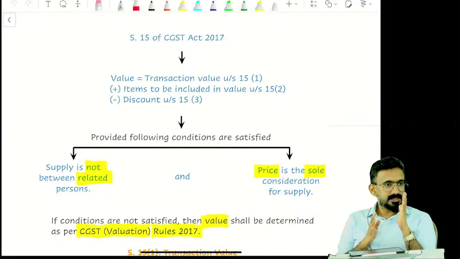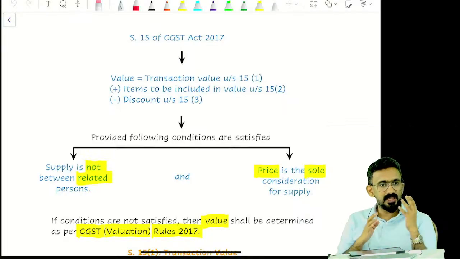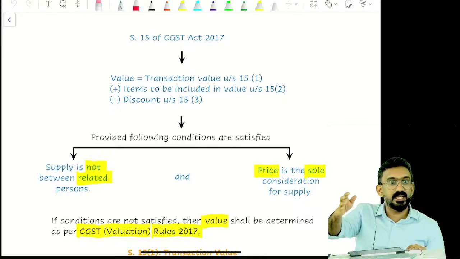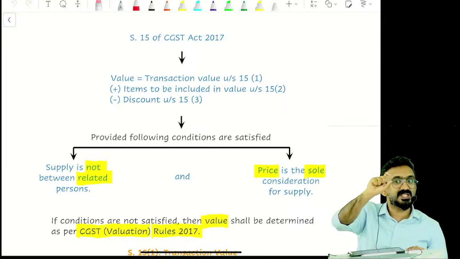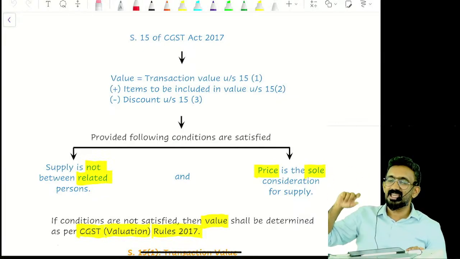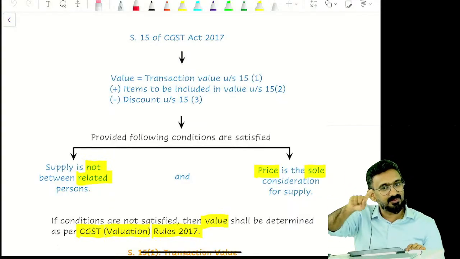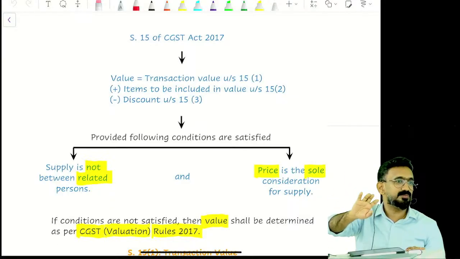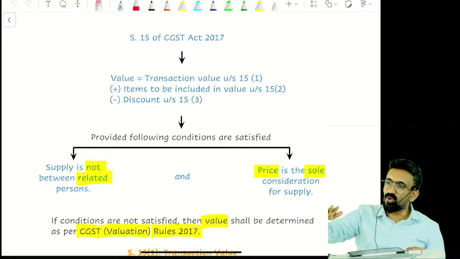However, suppose the same mobile phone I'm giving to a related person. An extra term called related person. There is a definition for related person in the GST. If I'm giving this to a related person, will I give it for 10,000? I might give it for a lower value.